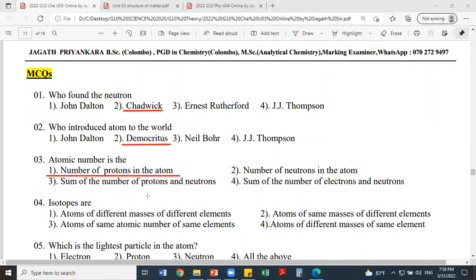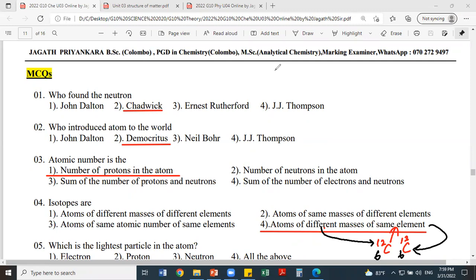Atoms of different masses of the same element. Answer is fourth. You can't tell a different element. Same element means what? The element is carbon. Same element, carbon, but mass numbers are different. This one is 12, this one is 13. Different masses, but the same element, carbon. Atomic number is the same, 6. That's why it is the same element. Answer is 4.